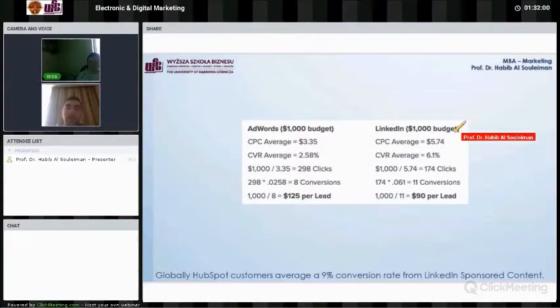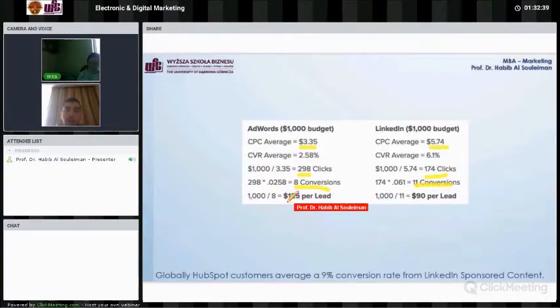I will show you another statistic which says that LinkedIn was much better. For example, somebody spent $1,000 on Google and somebody spent $1,000 on LinkedIn. As you can see, the average cost on Google was $3.3 and on LinkedIn was $5.7. He got for $1,000 around 300 clicks on Google, and on LinkedIn he got 170 clicks. Conversions, which means people who bought the product, on Google were 8 people, and on LinkedIn were 11 people.